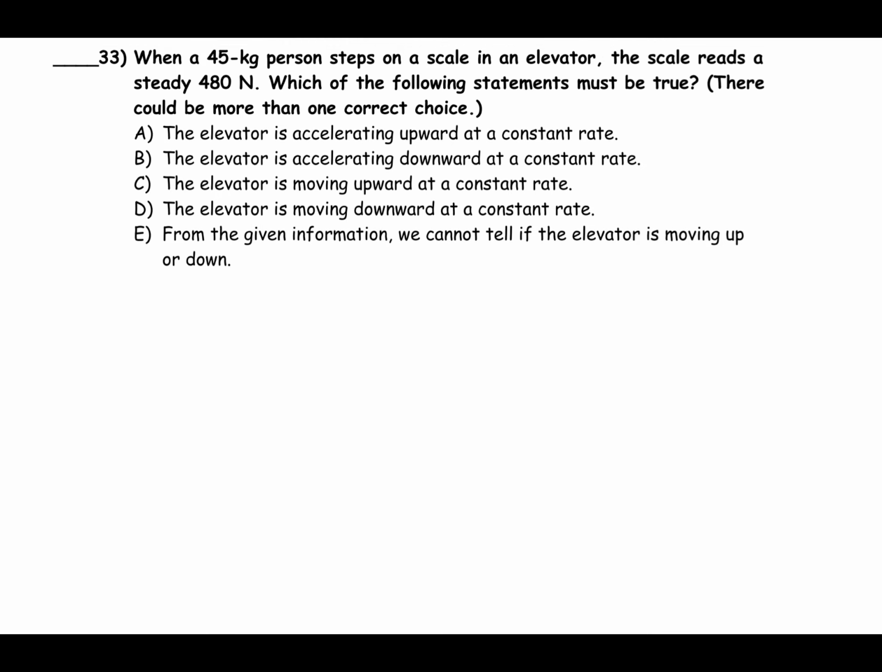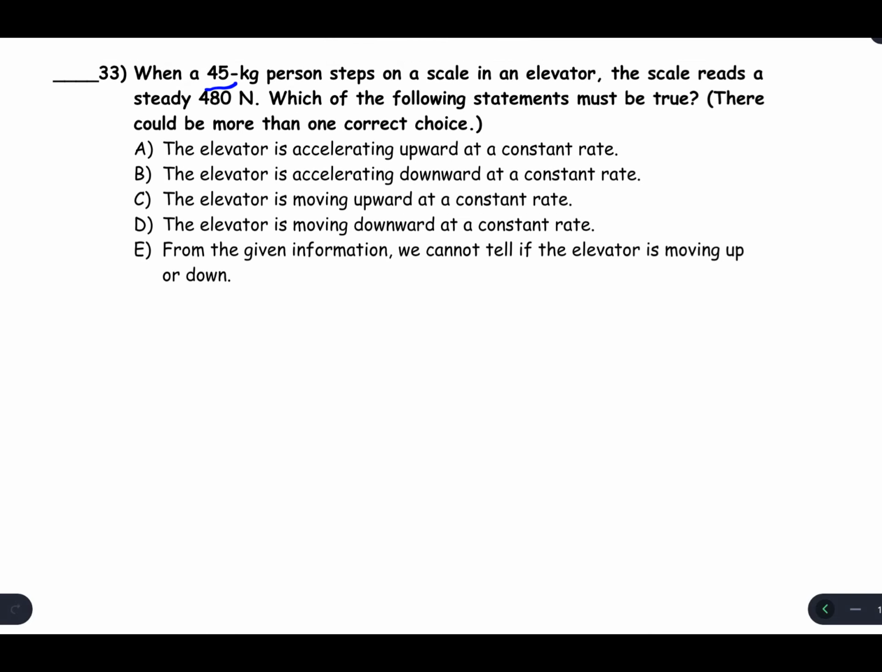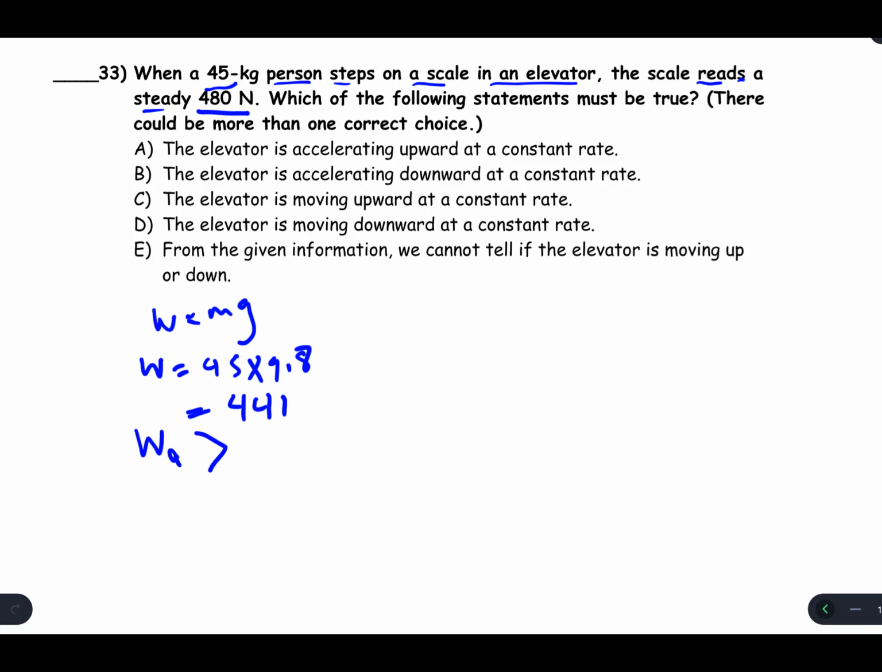Let's go to the next. When a 45 kilogram person steps on a scale in an elevator, the scale reads a steady 480 Newton. So the apparent weight is larger than the weight, because the weight equals mg, which is 45 times 9.8. Let's solve it. 45 times 9.8 equals 441. So the apparent weight is larger than the weight.